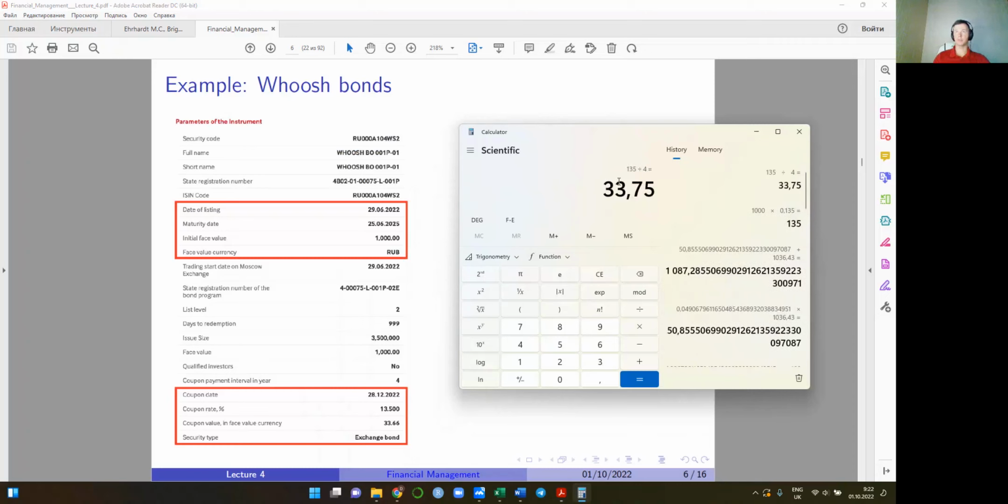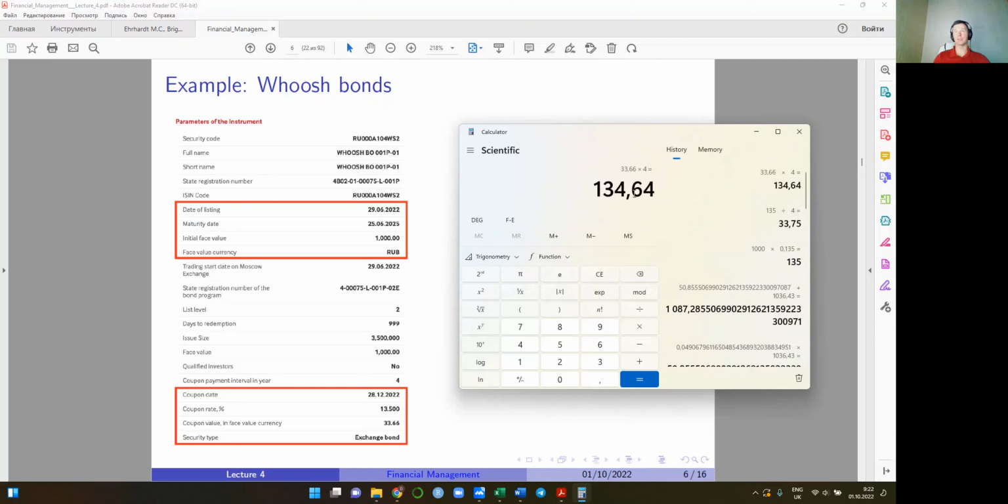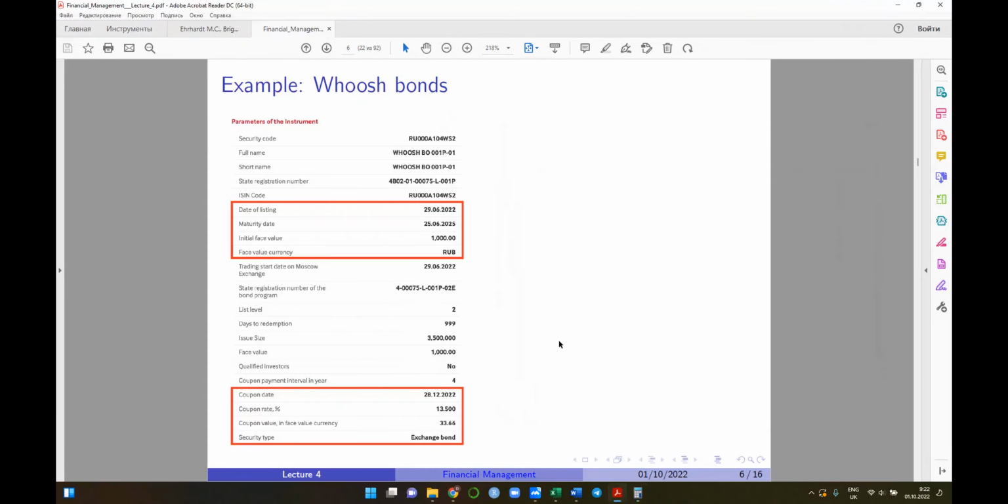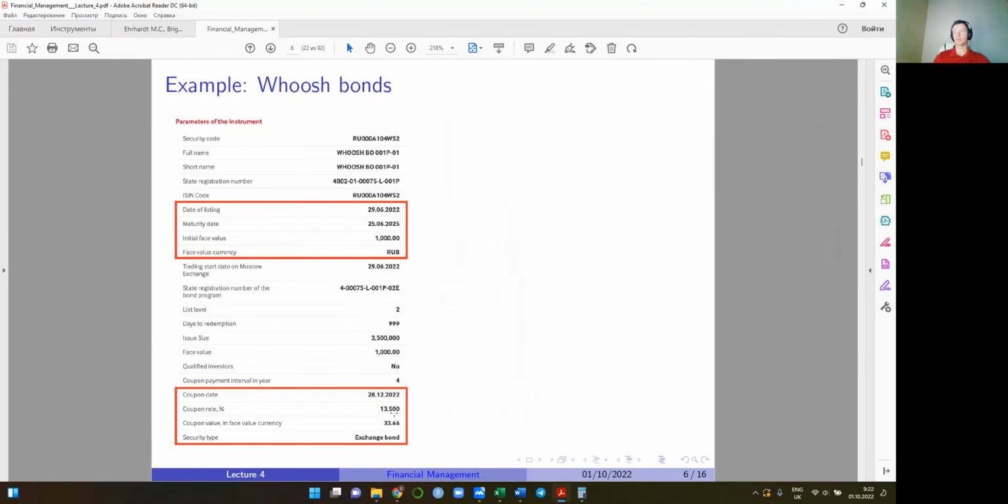Now we divide it by 4, 33.75. This is 33.66. So 9 kopecks difference. Have no idea where they hide it. Maybe something like this, and then we can round this. But of course you need to take into account this 33.66. This is exactly how many rubles you will receive every 3 months.